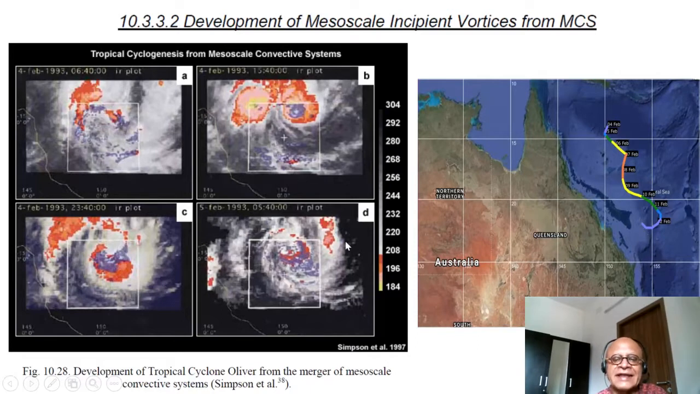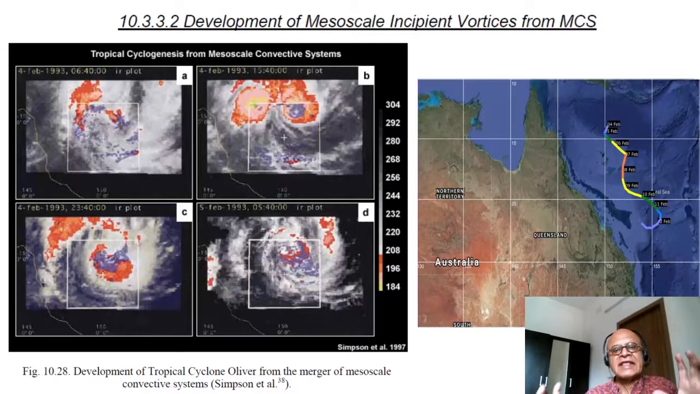So as long as you have mesoscale convective systems and you have rotation, they are of course elevated. Convection is in the free troposphere, at 500 millibar and so on, so you still have to reach to the surface to initiate the lower level circulation that the tropical cyclones have.